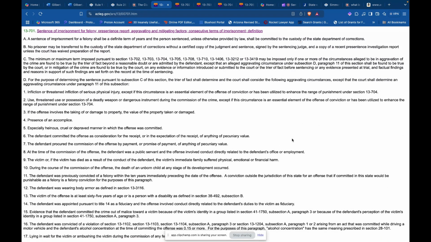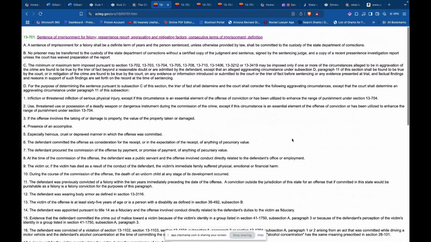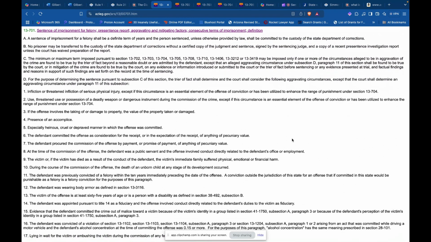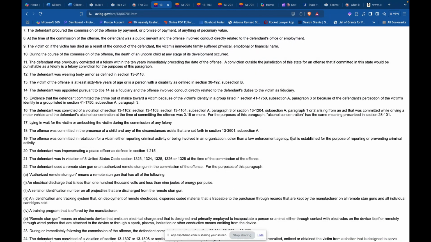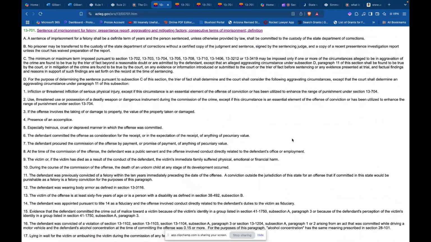So the clear takeaway here is that 13-701 is your base guideline for how you sentence, how you approach mitigation, and how you approach aggravation. You have to have a jury make the decision if you're going to be aggravating a sentence outside of its allowable term. So this is what you're going to be weighing everything against.